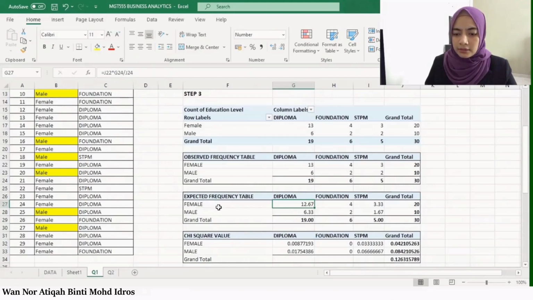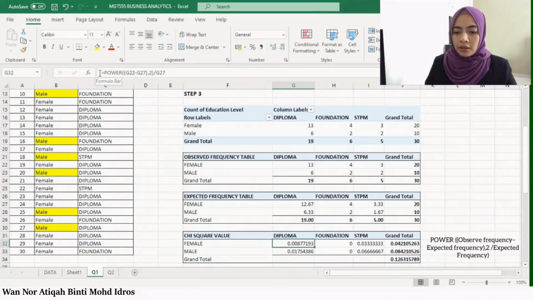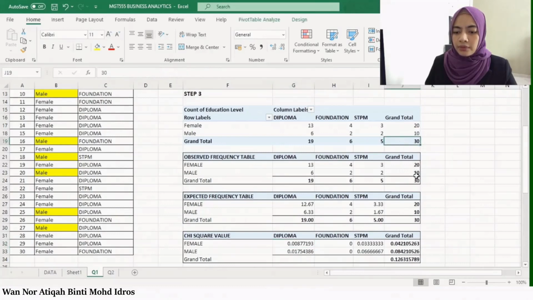Next, the formula for chi-square value is power, open bracket, bracket again, observed frequency minus expected frequency, close bracket, comma, power 2, divided by expected frequency. Make sure the amount of grand total for observed frequency and expected frequency are the same.